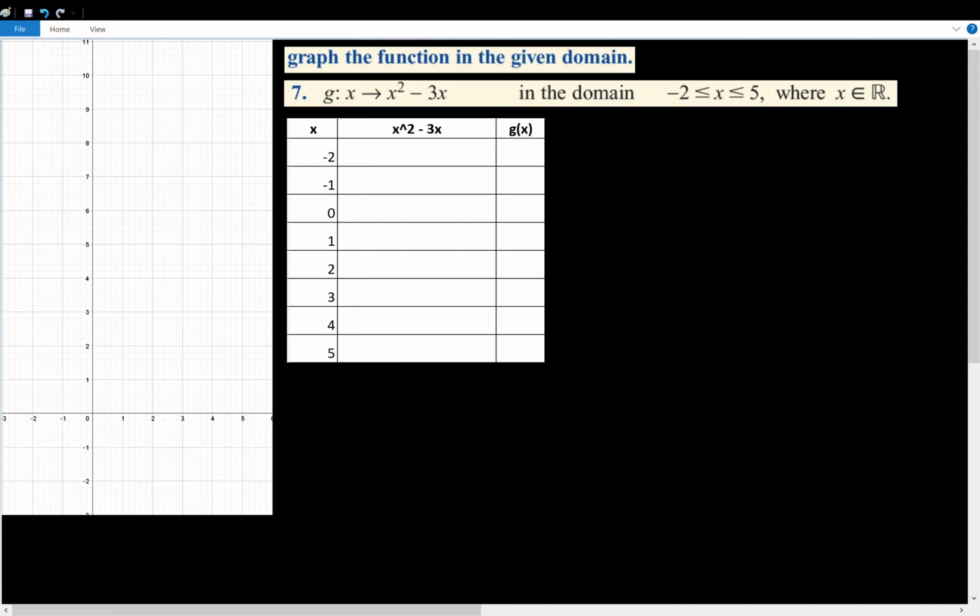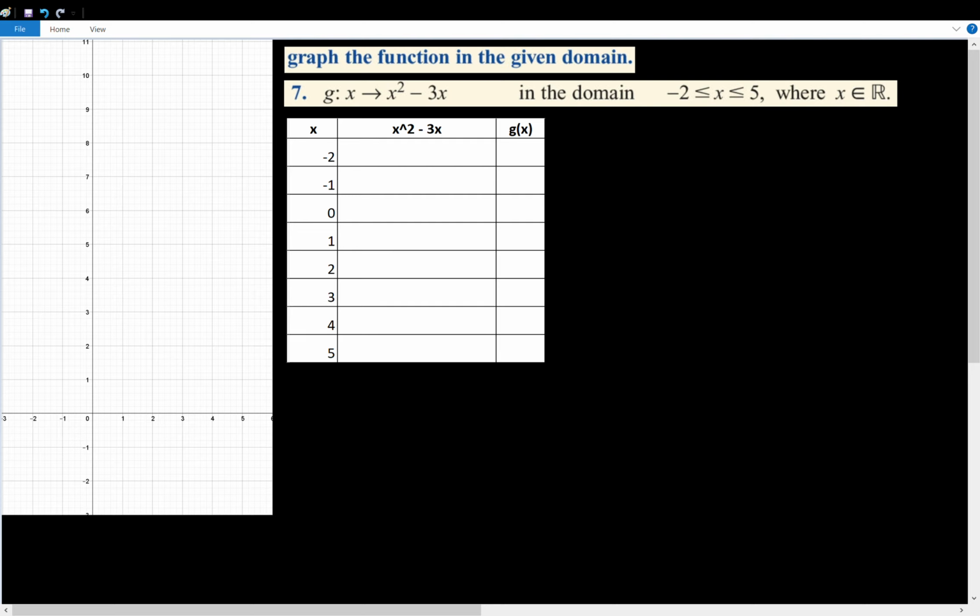This is question 7 in exercise 21.2 in Project Maths 2. We have to graph the function in the given domain. Our function in this case is g of x is x squared minus 3x, and the domain that we have been given is minus 2 is less than or equal to x is less than or equal to 5, where x is an element of R.